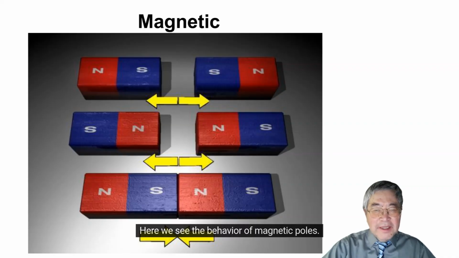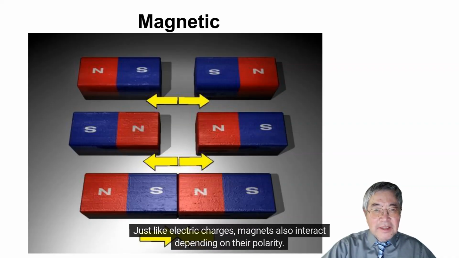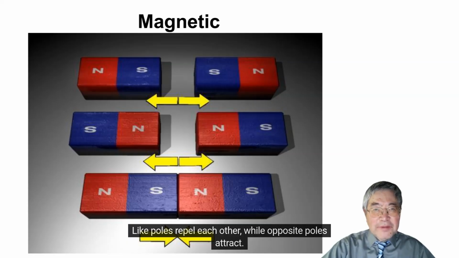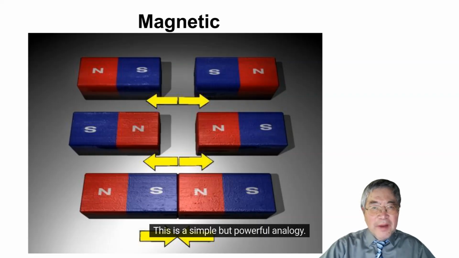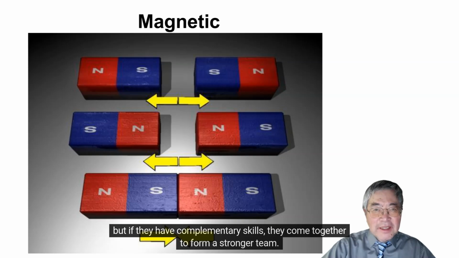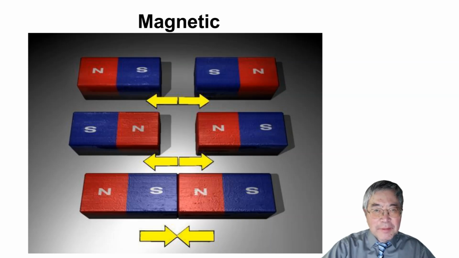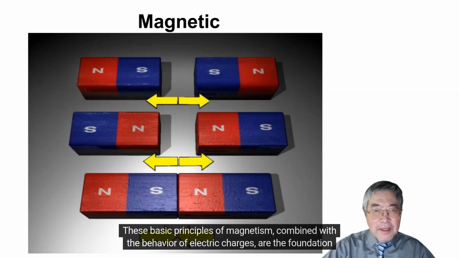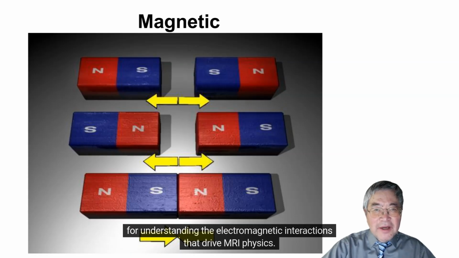Here we see the behavior of magnetic poles. Just like electric charges, magnets also interact depending on their polarity. Every magnet has two poles, a north pole and a south pole. Like poles repel each other while opposite poles attract. This is a simple but powerful analogy. You can think of it like teamwork. If two people have the same role, they may push against each other, but if they have complementary skills, they come together to form a stronger team. In the same way, the North and South poles naturally attract and stabilize one another. These basic principles of magnetism, combined with the behavior of electric charges, are the foundation for understanding the electromagnetic interactions that drive MRI physics.